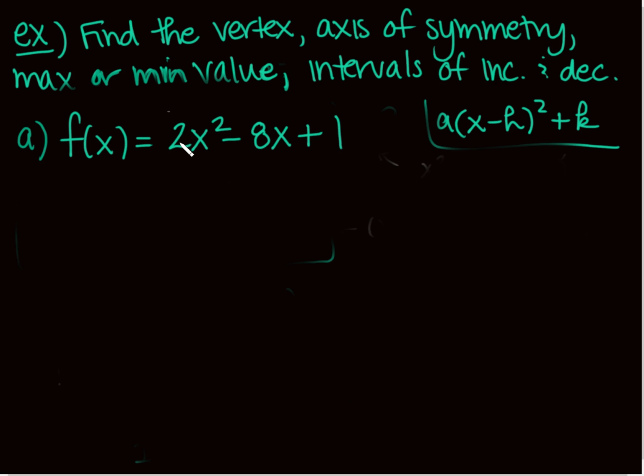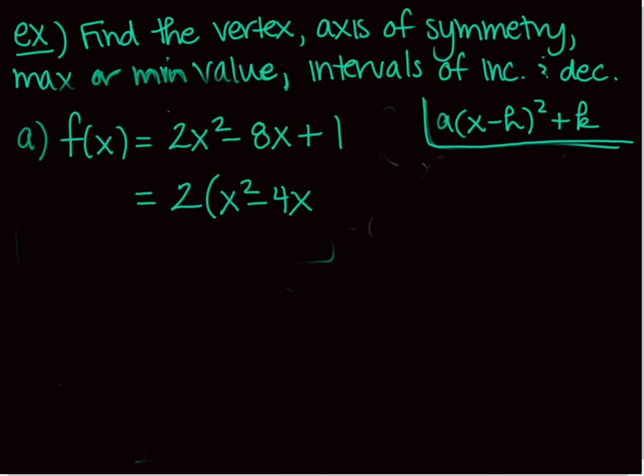Okay, so right away, one thing that you are going to notice is that you're going to have a minimum value, because I have a positive number in front of that x squared term. But what I want to do, again, is get it to this form right here, and to complete the square, I must have a 1 in front of the x squared term. So what I need to do first is factor out that 2. I'm going to take a 2 out of this quadratic right here.